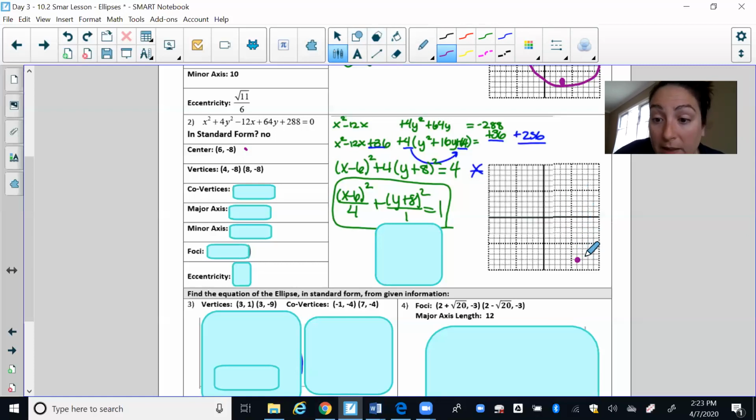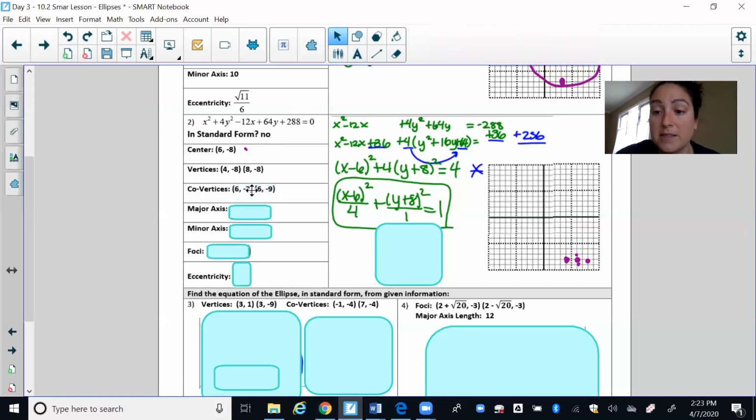And then we went right, left 2. So there's our first vertex at 8, negative 8, and then left 2, 4, negative 8, and then up 1, down 1 for our co-vertices. So our co-vertices are at 6, negative 7, and 6, negative 9. And then that means the length of our major axis, since from our center we went right, left 2, that's 4. Minor axis, since we went up, down 1, that's 2.